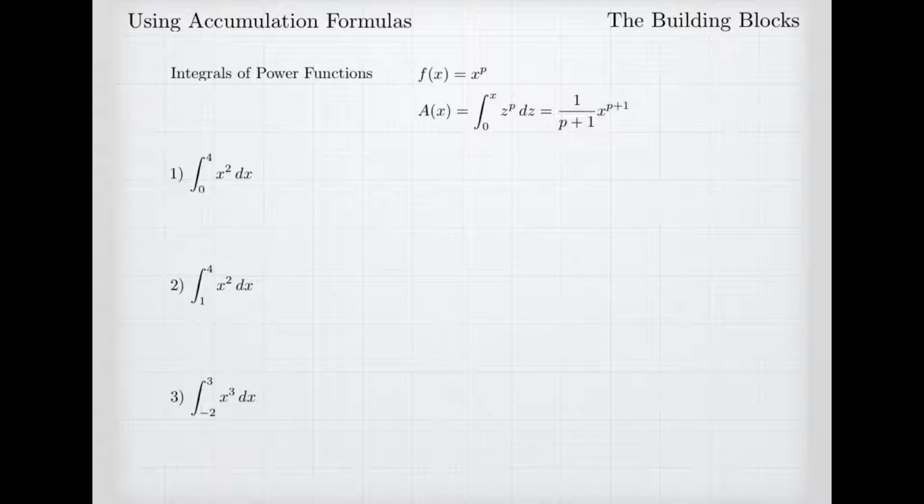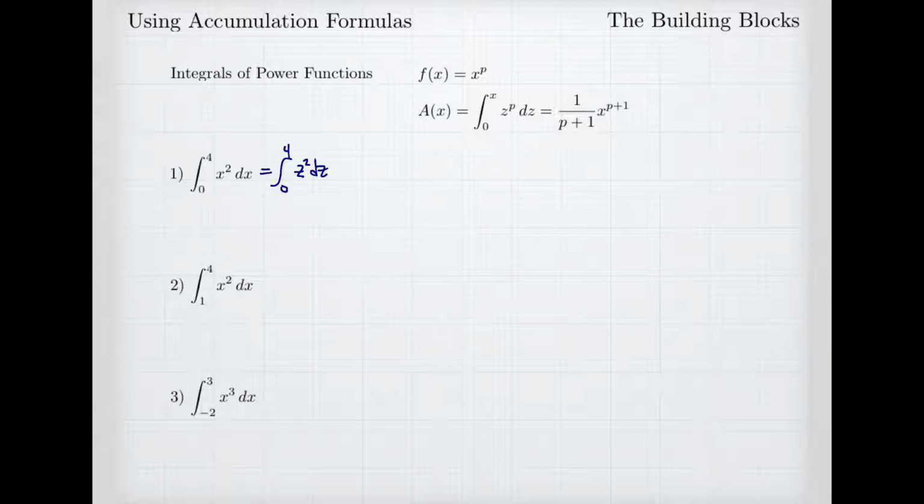For our first example, we want to look at an integral. I start at 0 and I go to 4 of the function x squared dx. Now you'll remember that our accumulation formula, we were using the variable z, but when I have constants in my integration, it doesn't matter what variable I use. This is the same as if I had written the integral, same limit, 0 to 4 of the function z squared dz, or any other integral that we want.